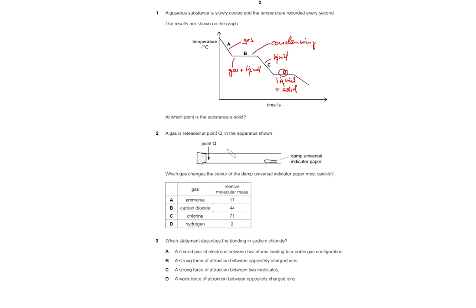Second question. A gas is released at point Q in the apparatus shown. We have a damp universal indicator paper at the end. Which gas changes the color of the damp universal indicator most quickly? We are given the gas and we are given the relative molecular mass. We know that the lighter a molecule is, the faster it diffuses at the same temperature.